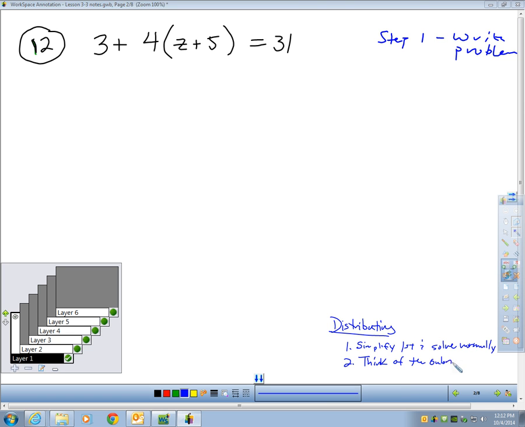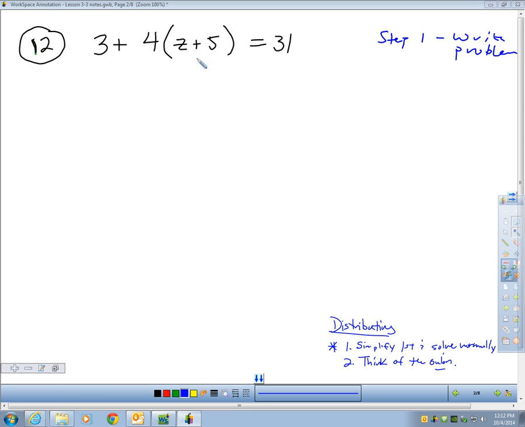I'll do it in both ways here and just kind of use this as a sample, okay? So let's say for number 12, let's do it. I'm going to do it this way first. I'm going to simplify first and solve normally. Let's simplify. We'll just write the problem down. Well, I see I got some distributing to do. So I'm going to have 3 plus 4 times z is 4z. My pen just froze up for a minute and screwed that up. Let me try that again. I got 4z. 4 times 5, positive 20, equals 31.